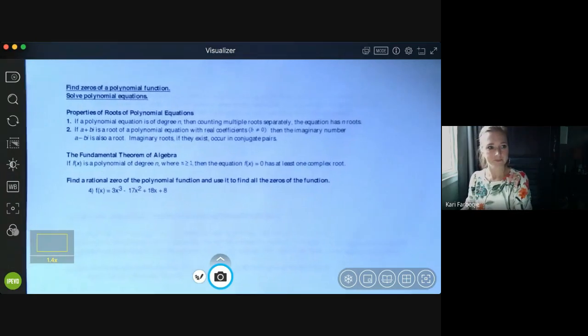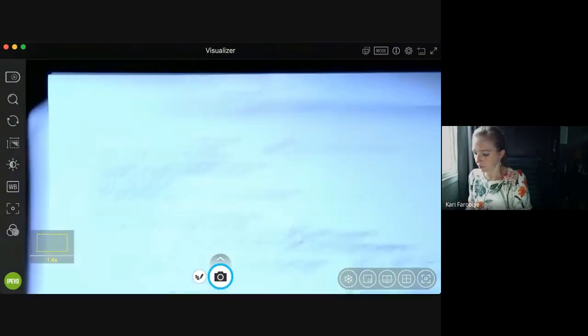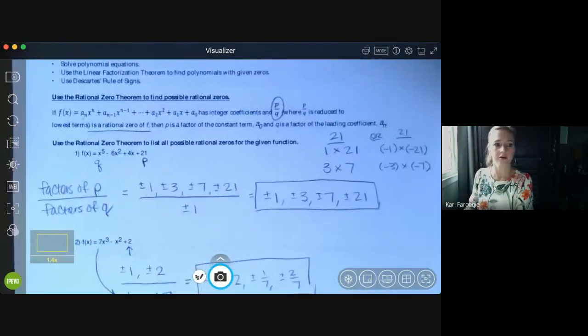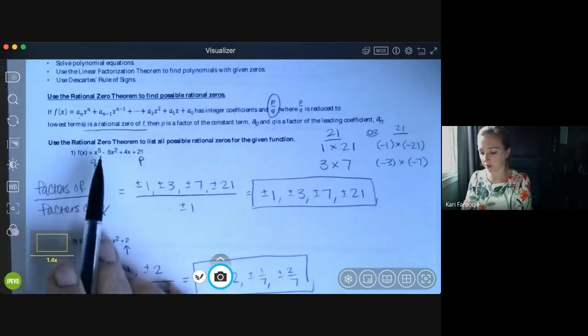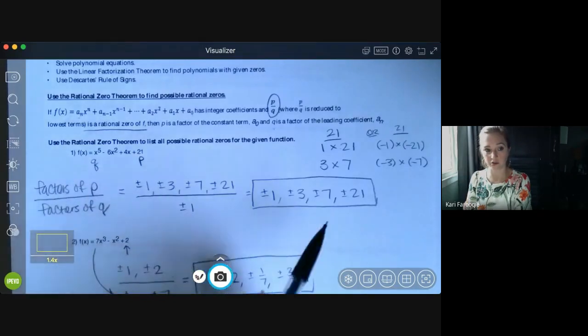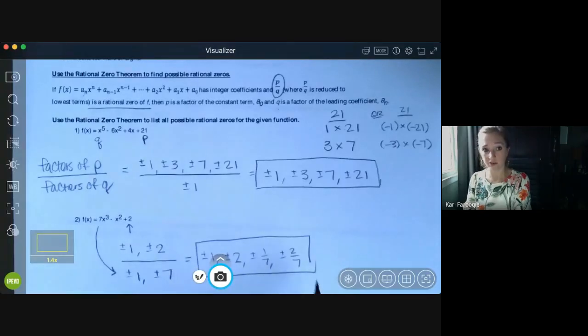Okay. So let's see. Oh, let me recap. Last time, we talked about using the rational zero theorem, which stated that we could take factors of the constant and divide that by factors of the lead coefficient to get possible rational zeros for our polynomial function. So we generated a list.